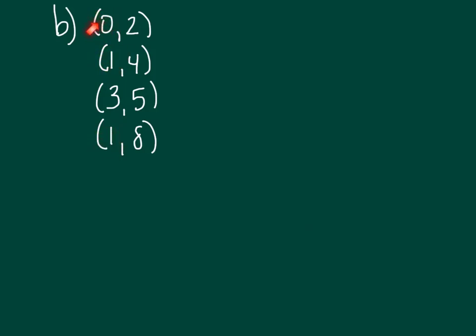Well, let's see. 0 gives you how many outputs? 1. Perfect. 3 gives you how many outputs? 1. But wait a minute. I have a 1 repeated. So it's telling you that if you plug in 1, you're not going to get 1 output. You're going to get 2. Can't do this. This is not a function.